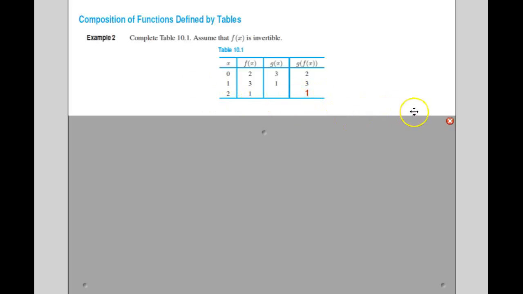Using that same rationale, if I want to figure out what I need to put into g to get out 1, if I look over here, I get 1. So the question is, what do I need to put into f to get out 1? And that's how we end up with 2, because when I put 2 into f, I get out 1. And when I put 1 into g, I get out 1. And that was my answer for this.